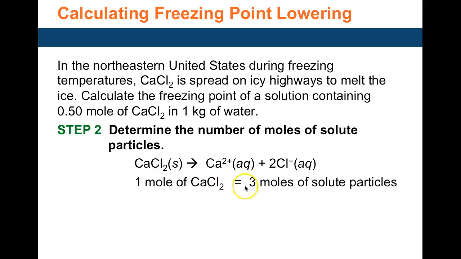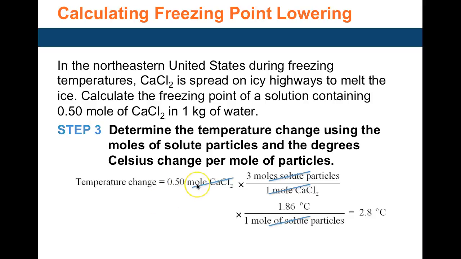So 1 mole of calcium chloride is able to generate 3 moles of the solute particles in water, okay? So half a mole times 3, and for each mole it goes down by 1.86 degrees, all right? So 0.5 times 3 times the 1.86, so about 2.8 degrees centigrade. So it'll get depressed by 2.8. So from 0 it will go to negative 2.8 or negative 3 approximately, okay?